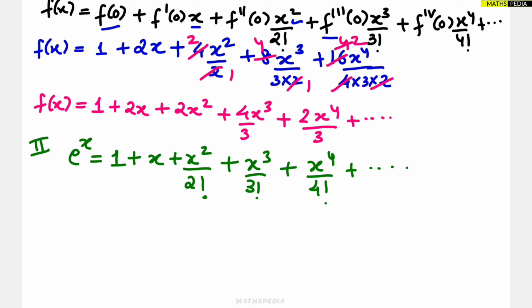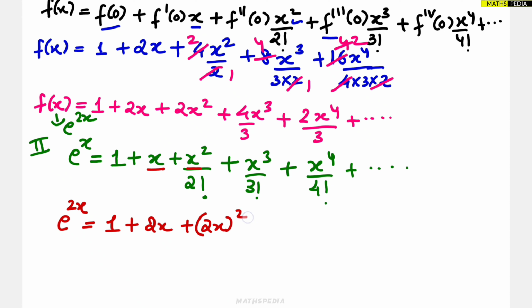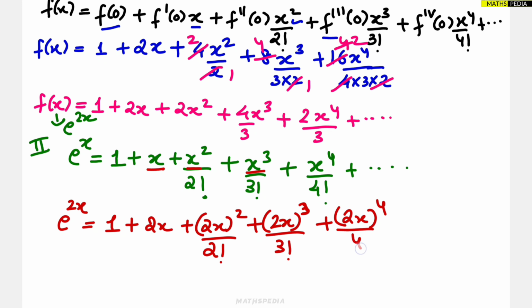Okay. Now, in place of x, our question basically had e power 2x, right? So we have to substitute 2x in place of x. That's what you are going to do. So e power 2x will become: wherever x is there, substitute 2x. So x is sitting, put 2x. Now x is sitting, put 2x. That will be 2x whole square divided by 2 factorial, plus 2x whole cube divided by 3 factorial, right? Plus again 2x power 4 divided by 4 factorial.